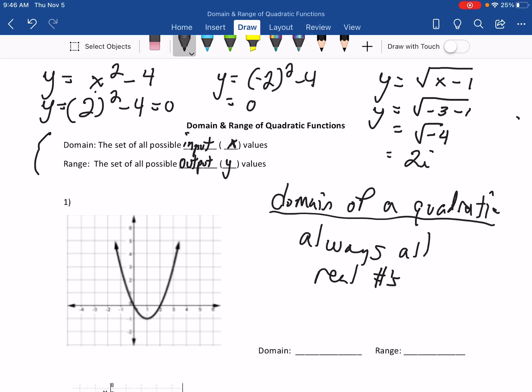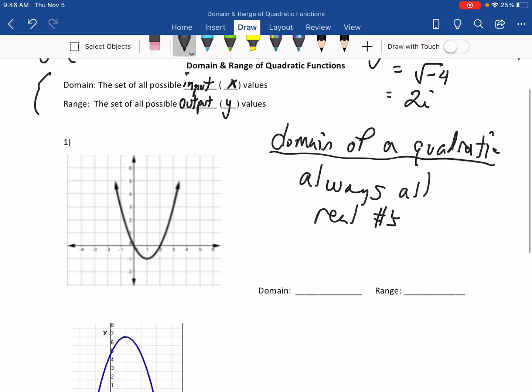So we have what's called a restricted domain in a square root function, and we'll look at square root functions next when we're done with quadratic functions, okay? But for our purposes, for this lesson, the domain of a quadratic function is always all real numbers. So, number 1, we have the graph, and again, the domain is all real numbers, okay? No work to do there.